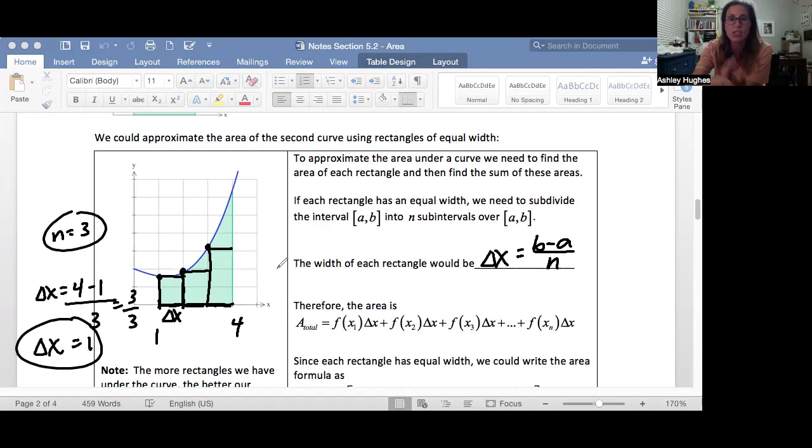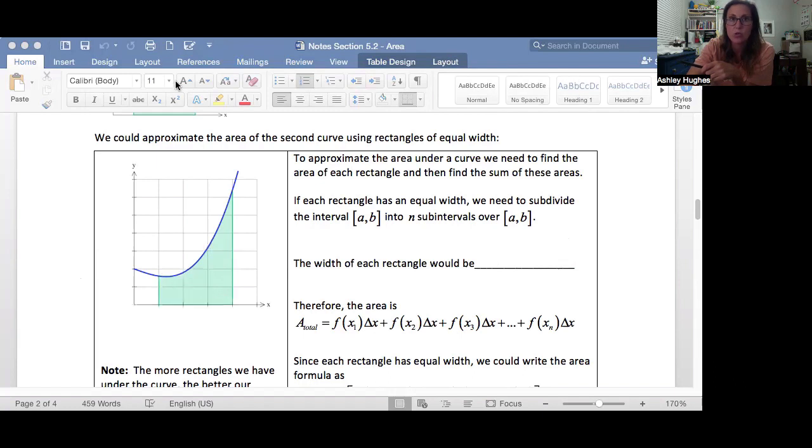So the area of each rectangle is going to be the f of x value, so that's the y value here, times the delta x. That gives you the area of each individual rectangle. And then you're going to sum all that up to get the total area.